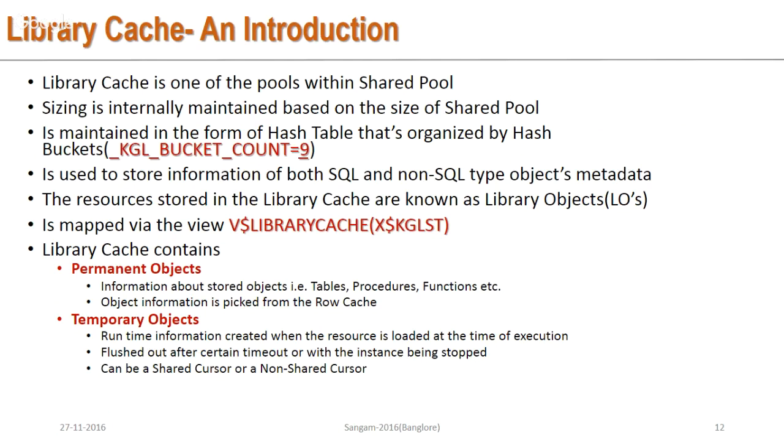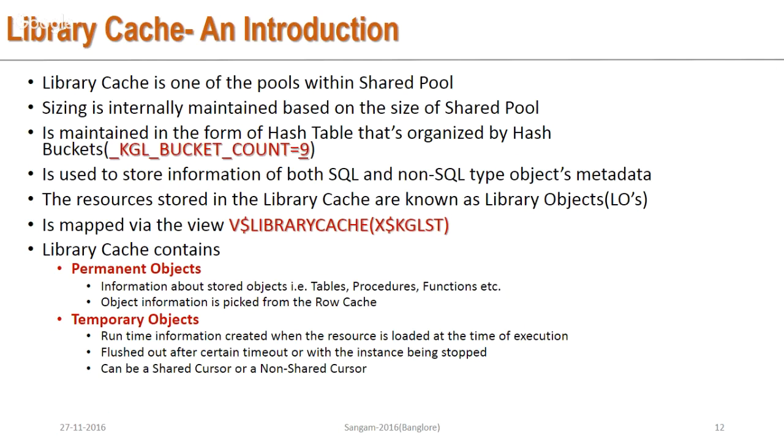Now, the library cache is a very important component in the shared pool because that's where most of the components we use in our day-to-day work, like SQL queries and procedures and so forth, are placed. The library cache has two parts. One is for the stored objects, a permanent part, and the second is a temporary part for the components which can be flushed out, for example, the cursors.